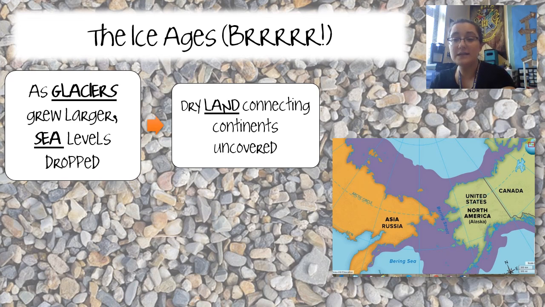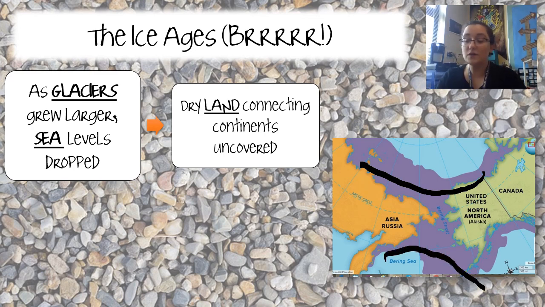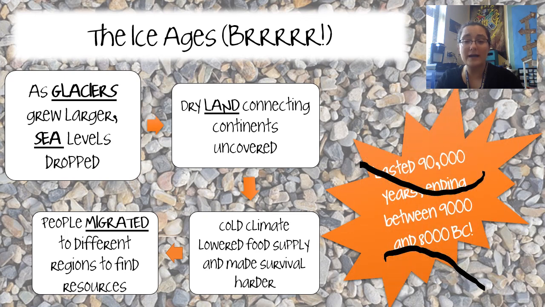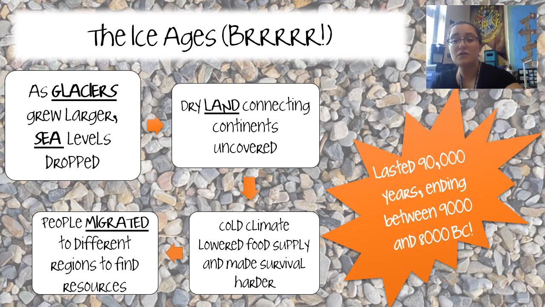One example of this is right between where we lived, in North America and the United States, and Asia and Russia. So it's just like the tide going out at the beach, the sea levels dropped, and the dry land connecting the continents was uncovered. When it was cold, it's harder to survive, so people migrated to different areas to find those resources, including crossing over those ice bridges. And this lasted about 90,000 years, and our last major ice age ended about 8,000 BC.